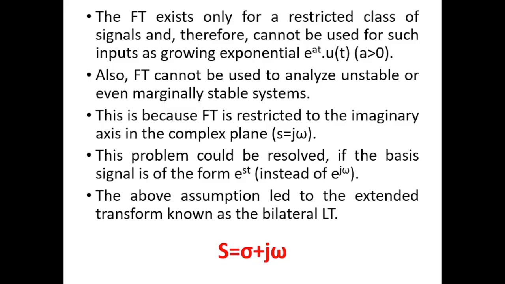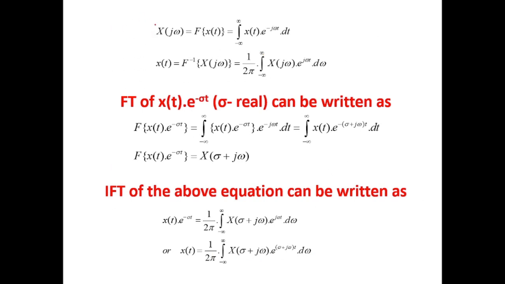The problem with the Fourier transform was this, if you see our Fourier transform equation. The Fourier transform of x of t, which is X of j omega, is the integral from minus infinity to infinity of x of t multiplied by e to the power minus j omega t. Now, if this x of t is going out of bounds, we will not be able to analyze those signals. And if the output of a system is growing out of bound, then we will not be able to analyze the system itself.